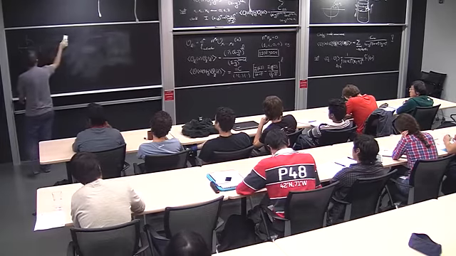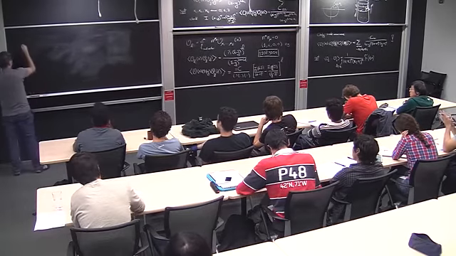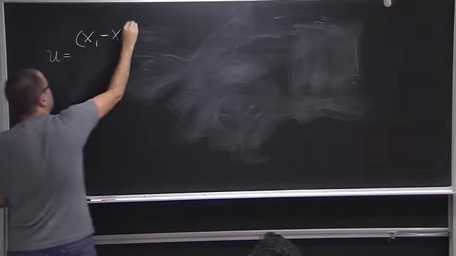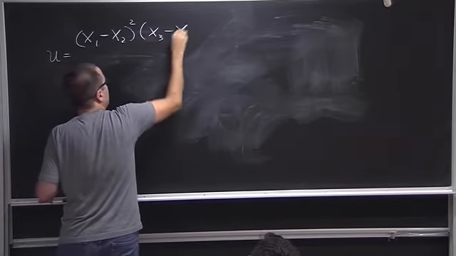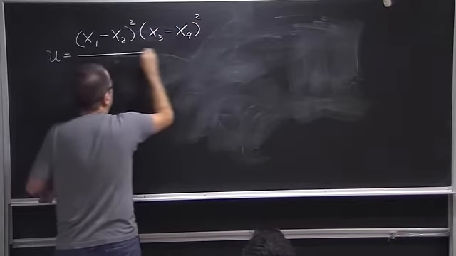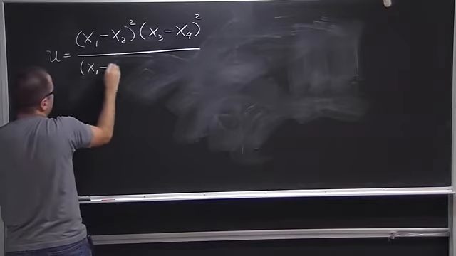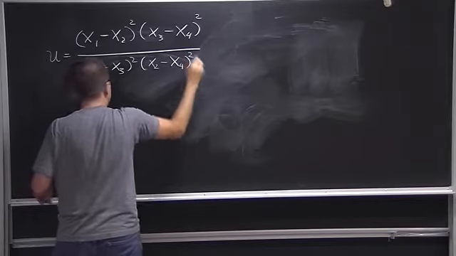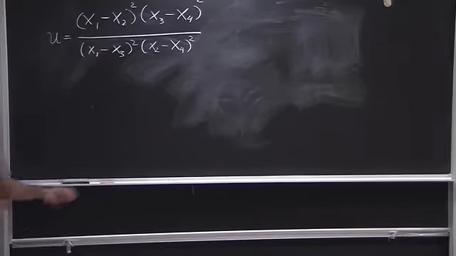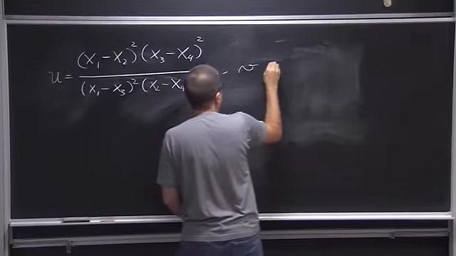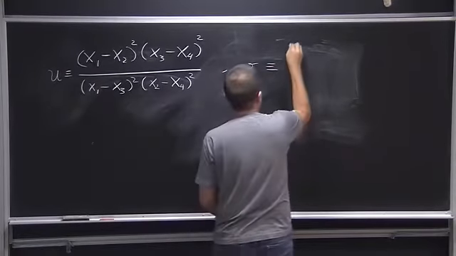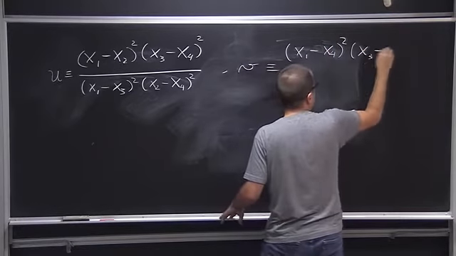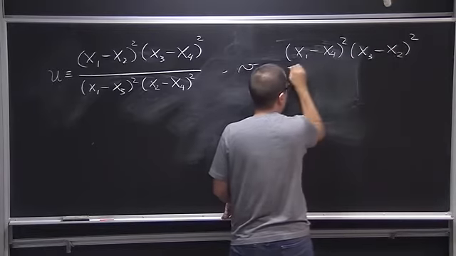And conventionally, we define u to be equal to x1 minus x2 squared, x3 minus x4 squared, over x1 minus x3 squared, x2 minus x4 squared, I think, yeah. And v is defined as x1 minus x4 squared, x3 minus x2 squared over the same denominator.